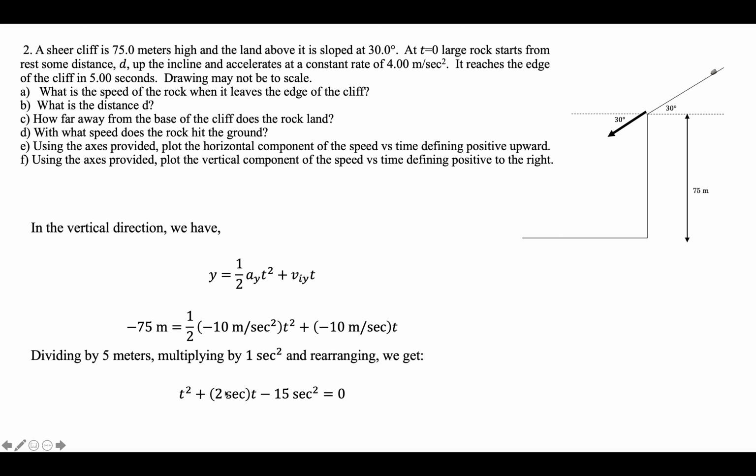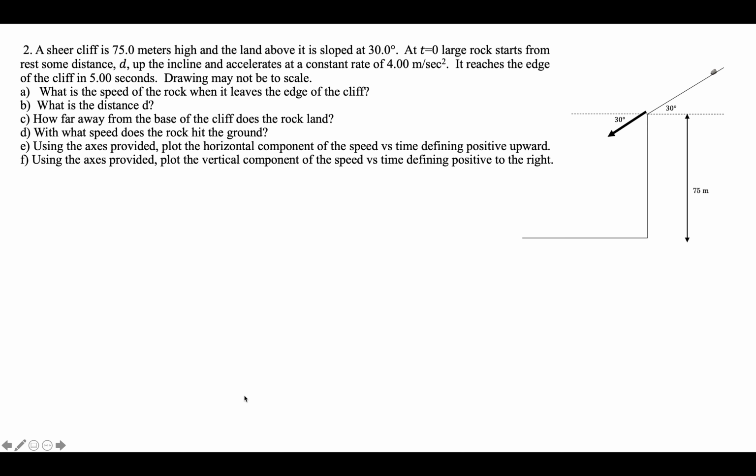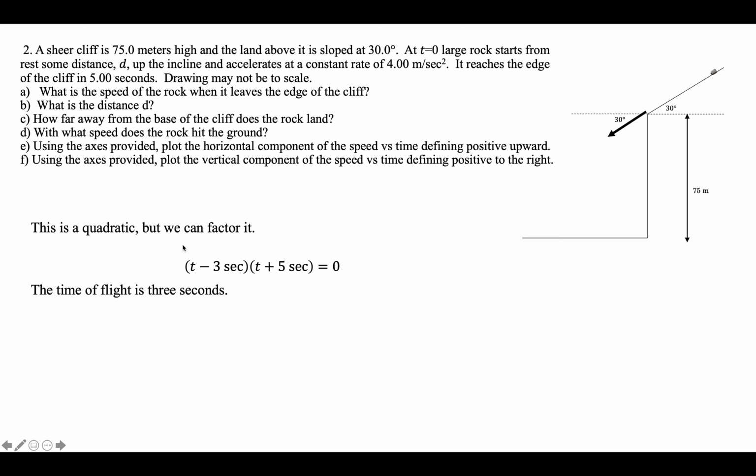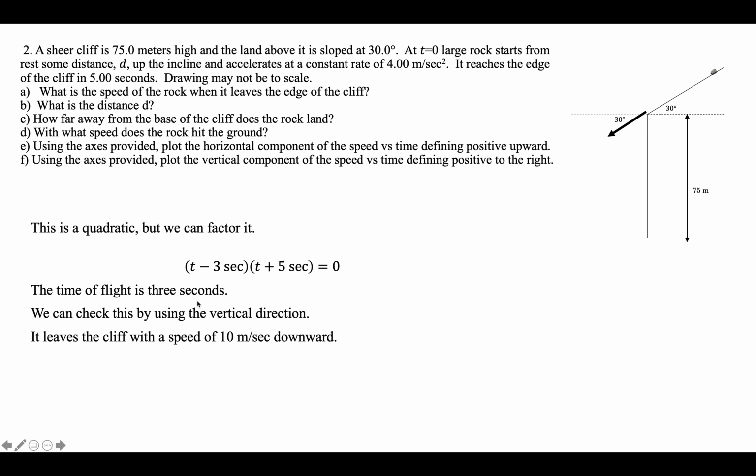Remember this from algebra back in high school? This is -5 and plus 3. So -5, nope, +5, minus 3. That gives us the minus 15 when you multiply them, and the difference of +5 and minus 3 is plus 2. And if you want to check it, you can FOIL that out. T squared minus 3t plus 5t is plus 2t, and then minus 3 times 5 is minus 15. So we neglect the negative solution. The time of flight is 3 seconds, and let's check that just to make sure.